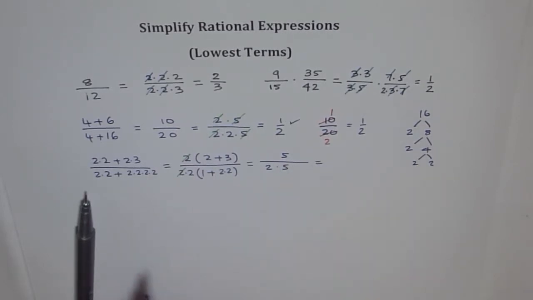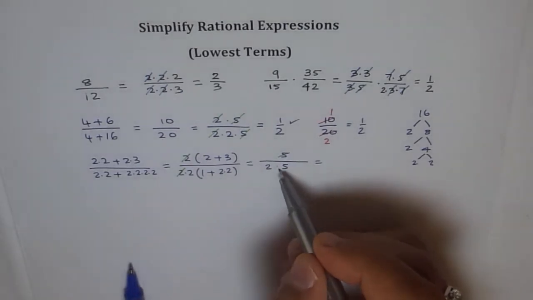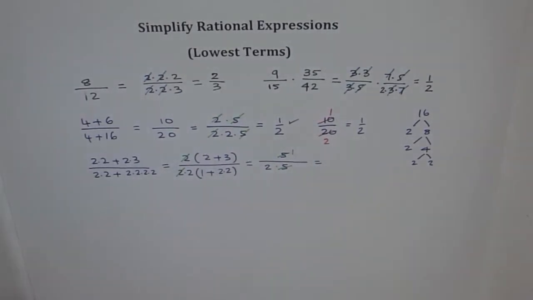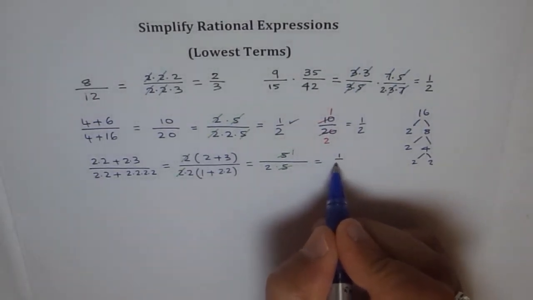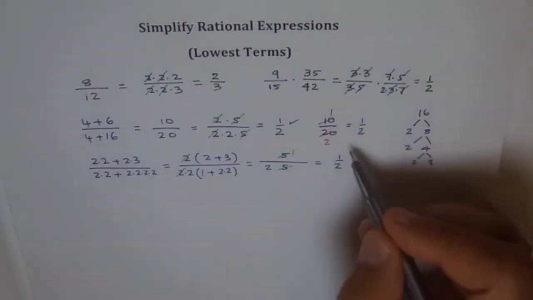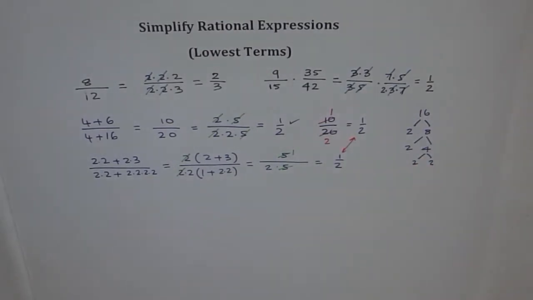Good job. So we see now again we got 5 common. So 5 will go with 5, and you're left with 1. Well, if there's no other number, it's good to write 1, but not otherwise, okay? And so we land up with half, which is same as our previous question. Do you see half here? So kind of the same thing, but I'm just taking you to the next level of factoring.